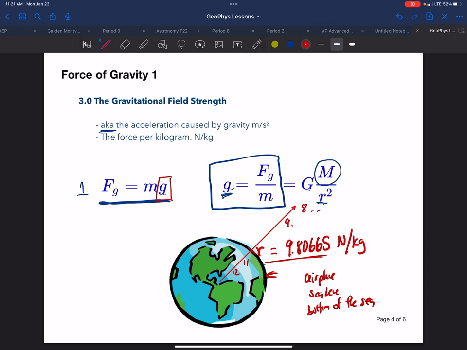So what you can see then is that R does not change very much for almost all human endeavor. For most human endeavor, g does not change. It is very close to this number, and that's an important thing to remember. We need to remember where we are. If we are anywhere near the surface of the Earth, this is the value.